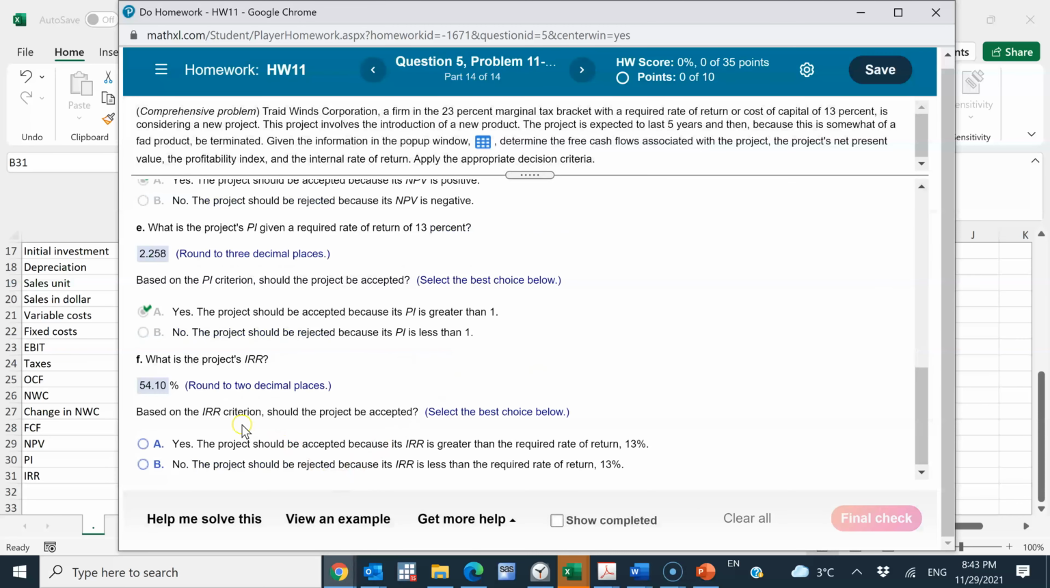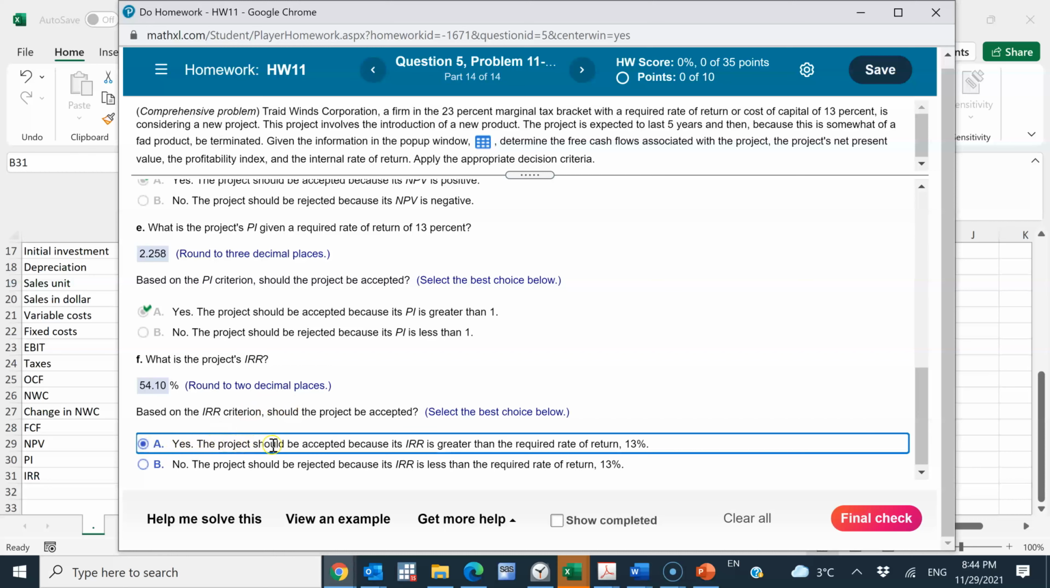And finally, the decision-making criterion based on the IRR rule is that if IRR is greater than the required rate of return, here 13%, then we should accept the project. Because IRR means the expected rate of return from accepting the project. So if the expected rate of return is greater than the required rate of return, then we should proceed with this project. And the answer is A: yes, the project should be accepted because its IRR is greater than the required rate of return, 13%.